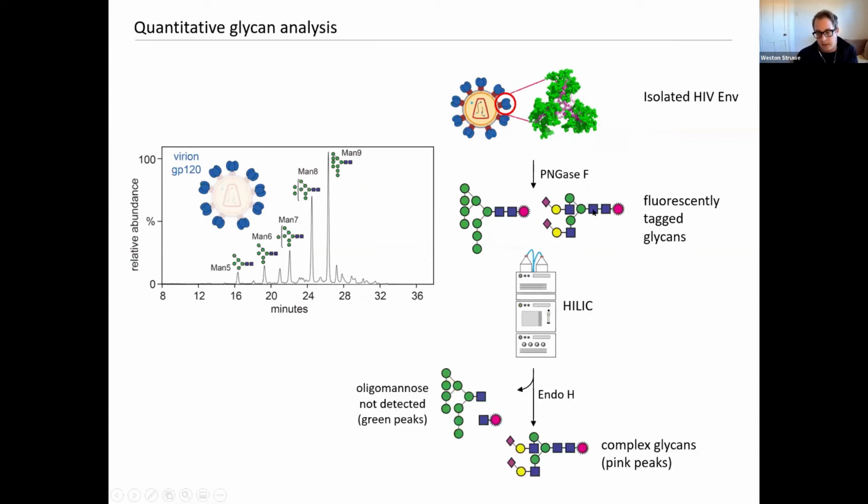If we take an aliquot of that sample, we treat it with Endo H, which cleaves within the chitobiose core, effectively removing the chitobiose core of oligomannose type glycans. We essentially remove these types of sugars, leaving us the complex glycans. And we can rerun those. And from integrating the area of these peaks, we can quantify the different degrees of processing.